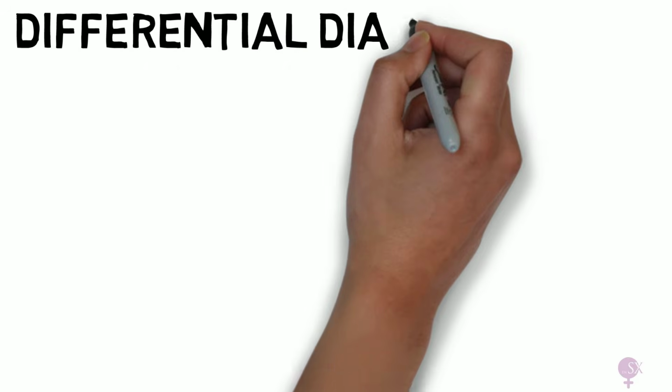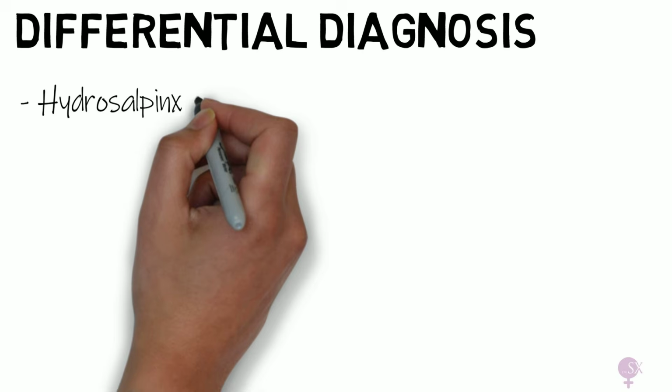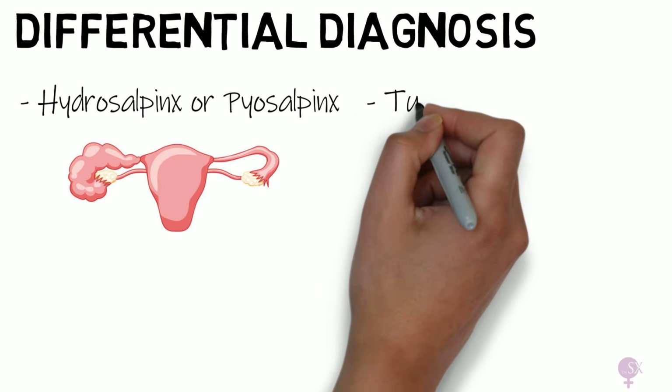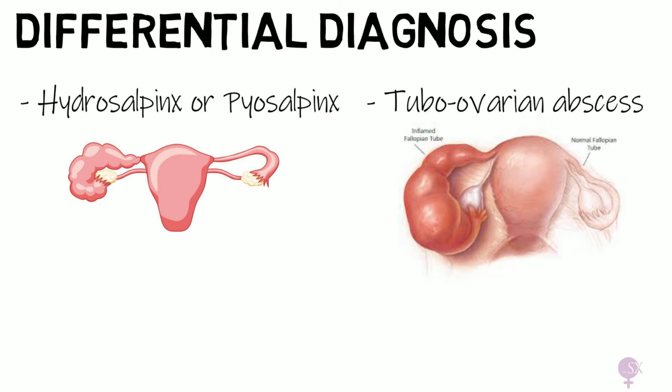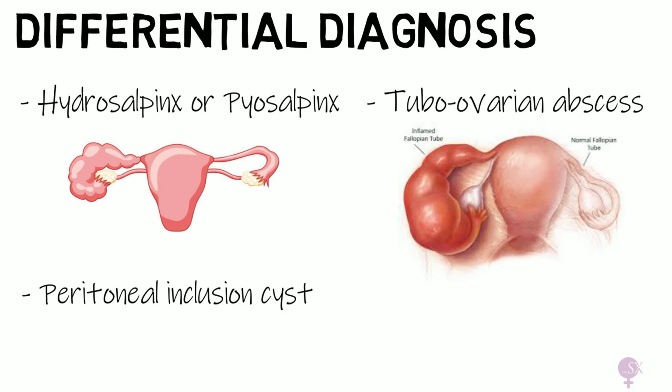Now, besides classifying the different types of ovarian cysts, it's also useful to look at a possible differential diagnosis of an adnexal mass. This includes a hydrosalpinx or pyosalpinx, which refers to a distended fallopian tube with water or pus respectively, a tubo-ovarian abscess, which can form in the presence of pelvic inflammatory disease, a peritoneal inclusion cyst, and a paraovarian cyst.